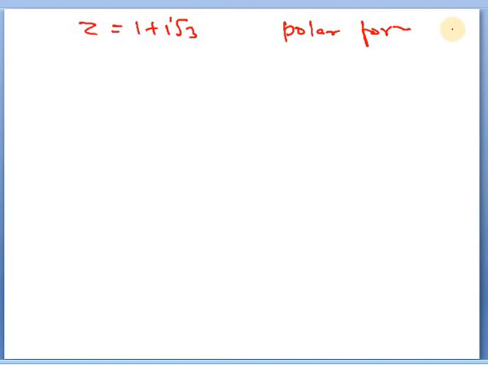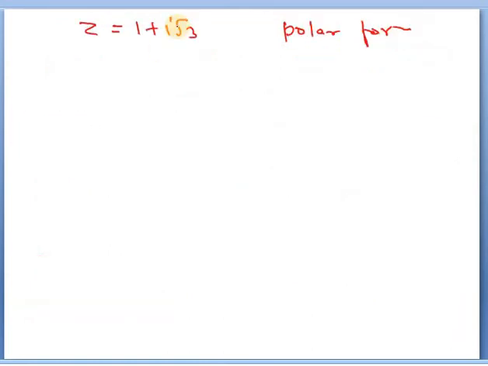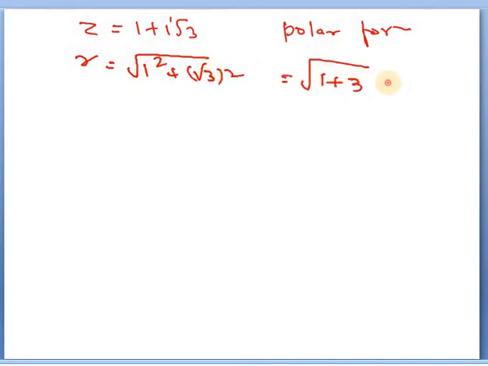Okay, polar form, we already discussed the polar form. This was the polar form, where r and theta are the coordinates, the modulus and the argument of a complex number. So we have to find the modulus and the argument. r we know: root under 1 plus 3, which is equal to root under 4, which is equal to 2. So we have r. Now we have to find theta.